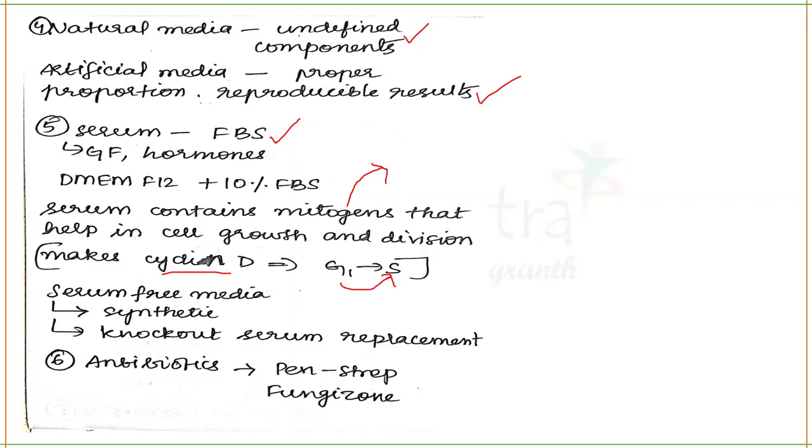So you also have serum free media. Some of the experiments do require serum free media, and for that you can use it. Serum free media is synthetic, and knockout serum replacements are also available. Next, you will definitely use antibiotics in the medium, so that all of the components are safe from bacterial and fungal growth. So you're going to use penstrep, which is a penicillin streptomycin combination, and you'll use fungizone. All of this you'll use for bacterial and fungal growth.